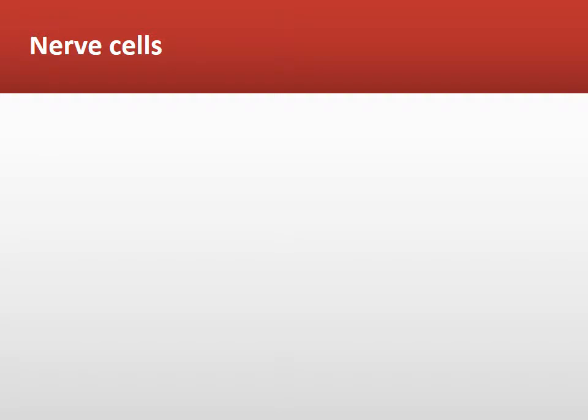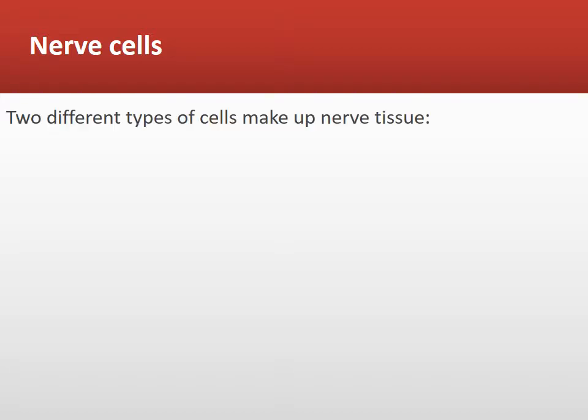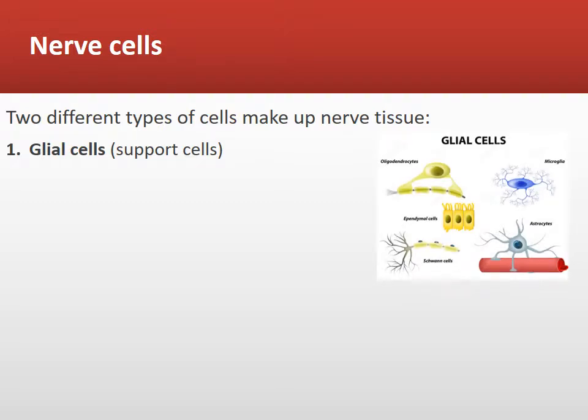So with our nerve cells now, we're going to be specifically looking at the anatomy of the nerve cell and how they're made up and how they work. There are two different types of cells that make up nerve tissue. We have what we call glial cells, and glial cells are any type of support cell, meaning they don't specifically conduct electrical signals.